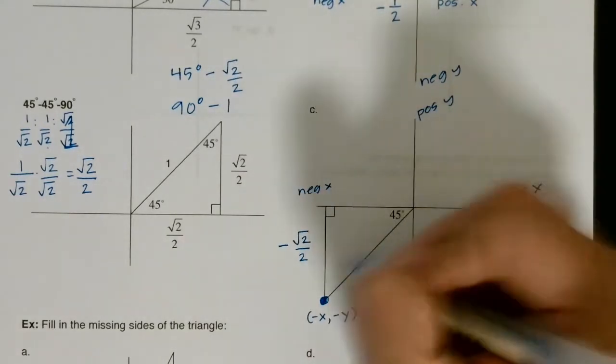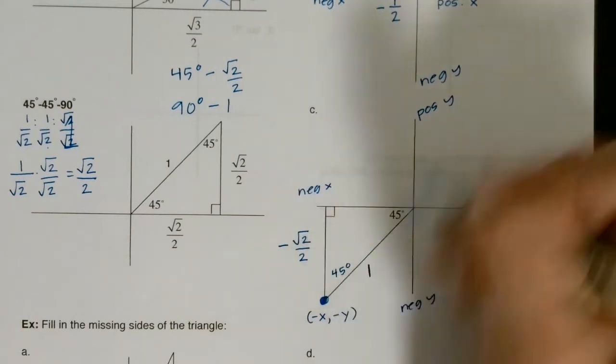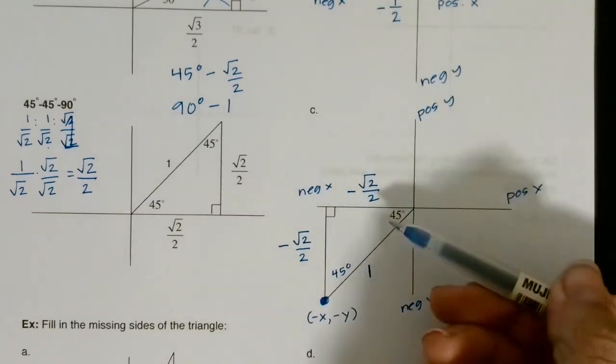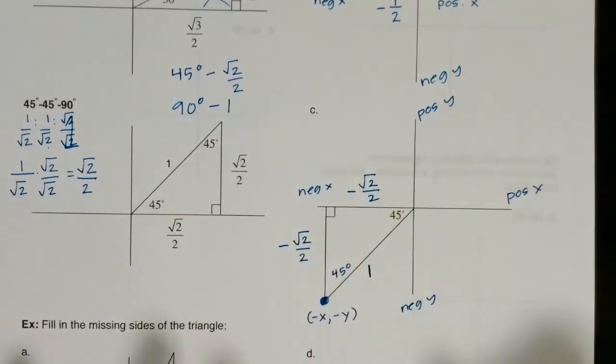Now, if that's 45 degrees, this has to be 45 degrees. And this is also negative root 2 over 2 because I'm in the negative x-axis. All right? Cool. Moving right along.